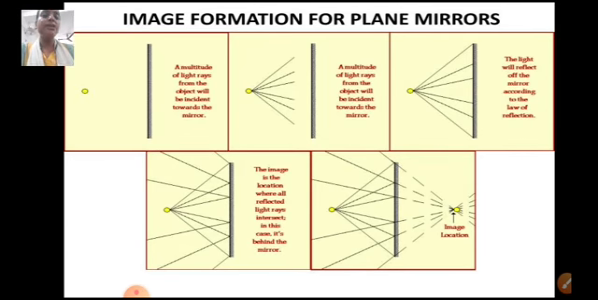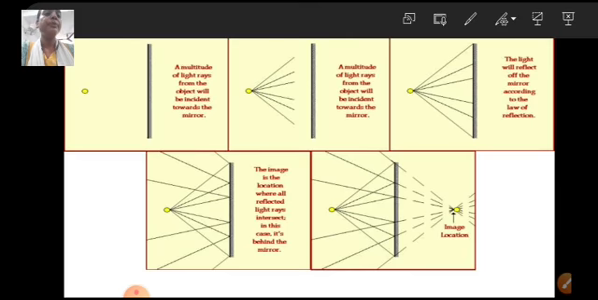The image is the location where all the reflected light rays intersect each other. Now in the case of a plane mirror, these reflected rays will be intersecting each other somewhere behind the mirror. That is, when we produce these reflected rays behind the mirror, they will be meeting each other or intersecting each other. So the image will be formed behind the mirror. The location of the image will be behind the mirror.